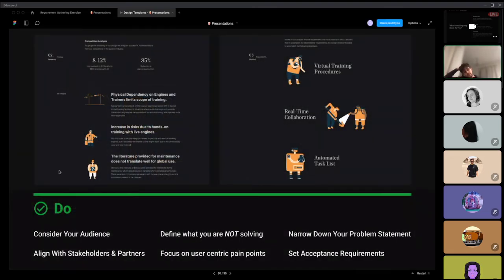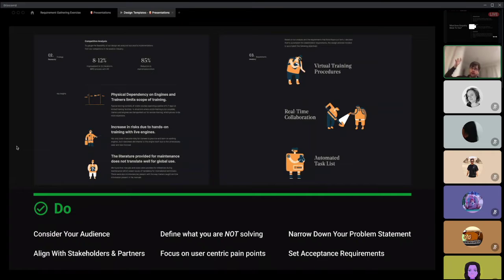To jump through the do's that I encourage people to do, again, if you're doing a case study or you're in an interview where they ask you to do a whiteboarding session or even ask questions about the organization: consider who your audience is, align with your stakeholders and partners, define what you are not solving.